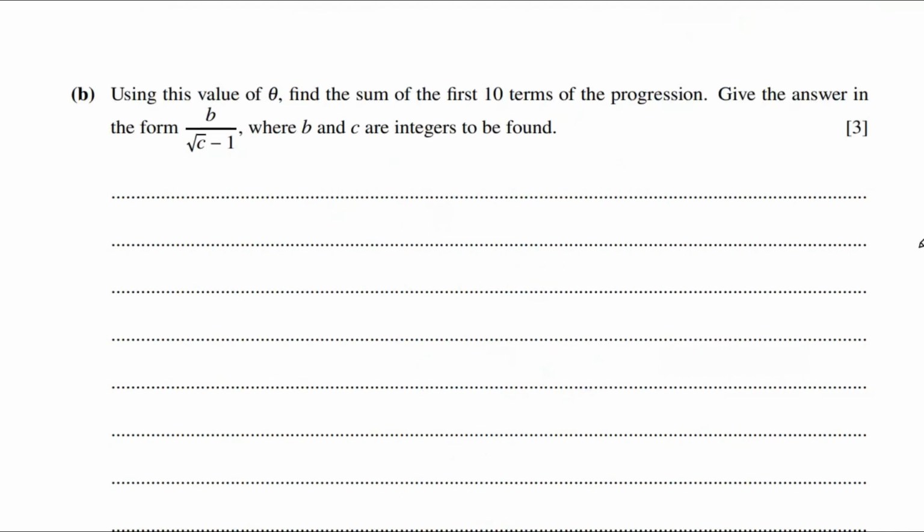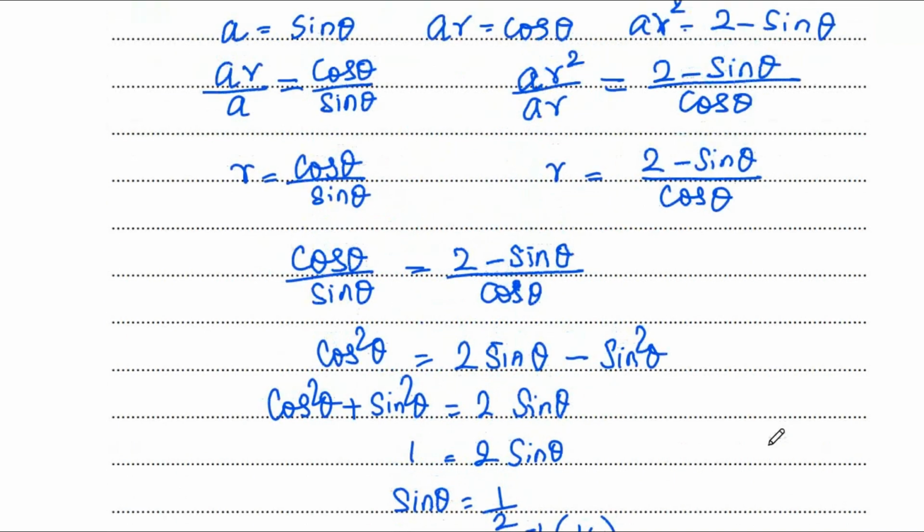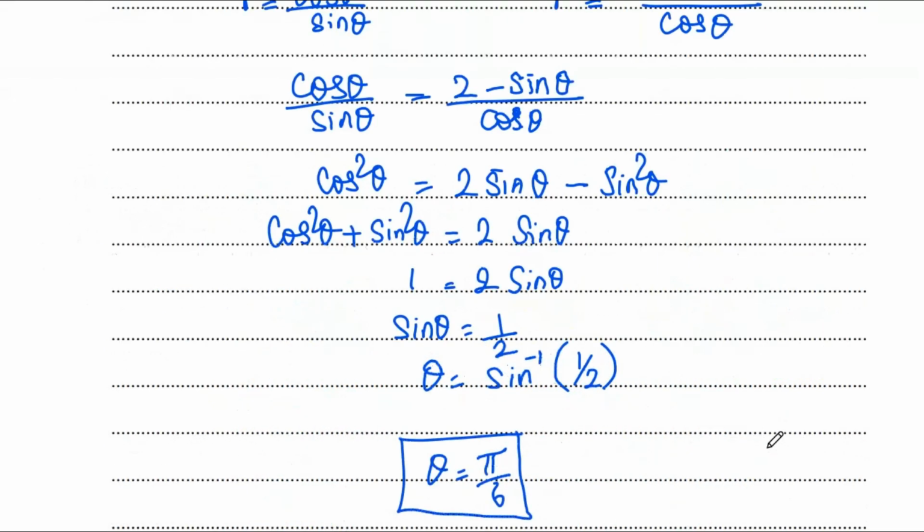The next part of the question is, using this value of theta, find the sum of the first 10 terms of the progression. Give the answer in the form b divided by square root of c minus 1, where b and c are integers to be found. Find the sum of the first 10 terms of the progression. So this progression is a geometric progression.